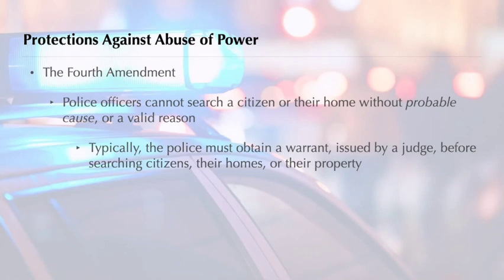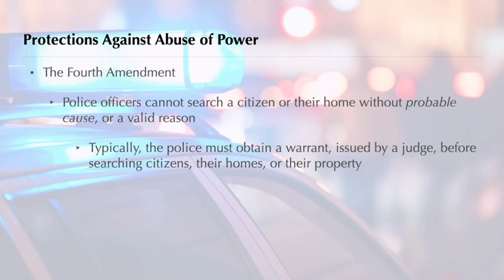"Open up, this is the police. We have a warrant to search your house." You have probably seen movies in which police officers say this when entering the home of a suspect. Under the Fourth Amendment, officers cannot search a citizen or a citizen's home without a valid reason. Usually they must obtain a search warrant, written permission from a judge, to search citizens, their homes, or their belongings. To obtain a warrant, the police must convince a judge that they are likely to find evidence of a crime.